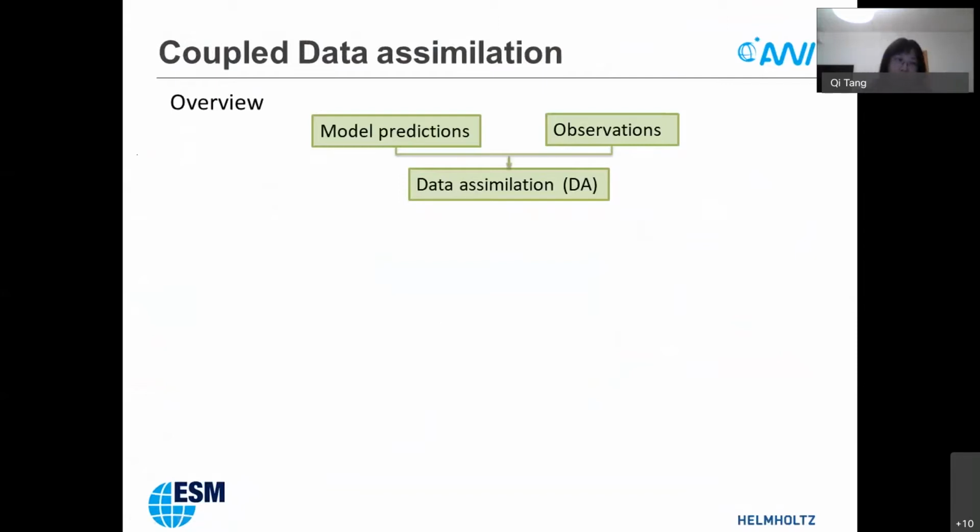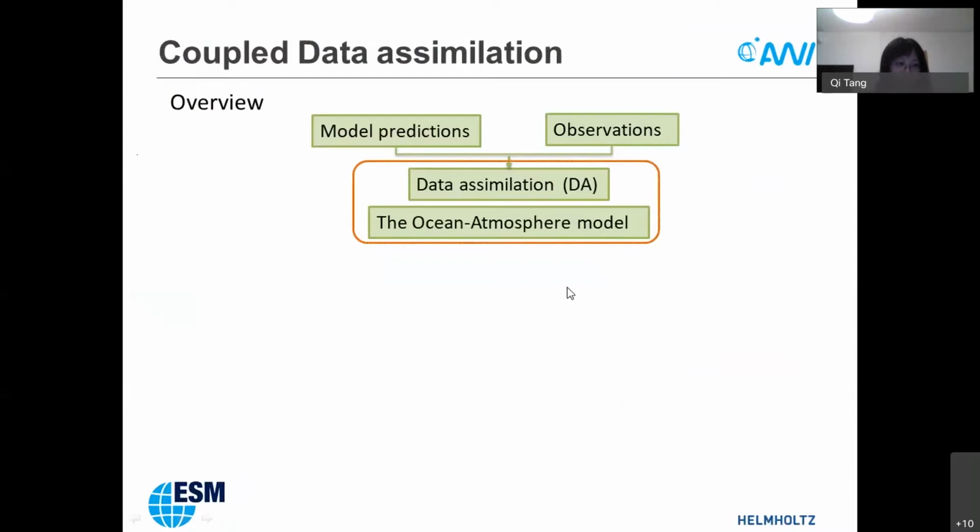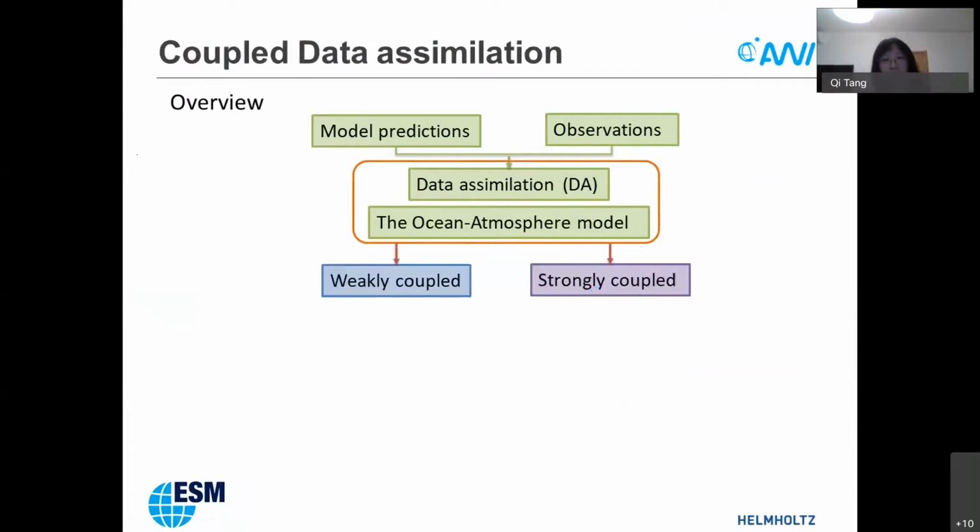As we all know, data assimilation combines the model predictions with observations to provide a better estimate of the state of the system. Data assimilation has already been widely applied in the investigation of the ocean, atmosphere, land surface, and so on. The coupled ocean atmosphere model can simulate the ocean and the atmosphere in one framework. And data assimilation for such a coupled model can be divided into two groups, the weakly coupled and the strongly coupled.